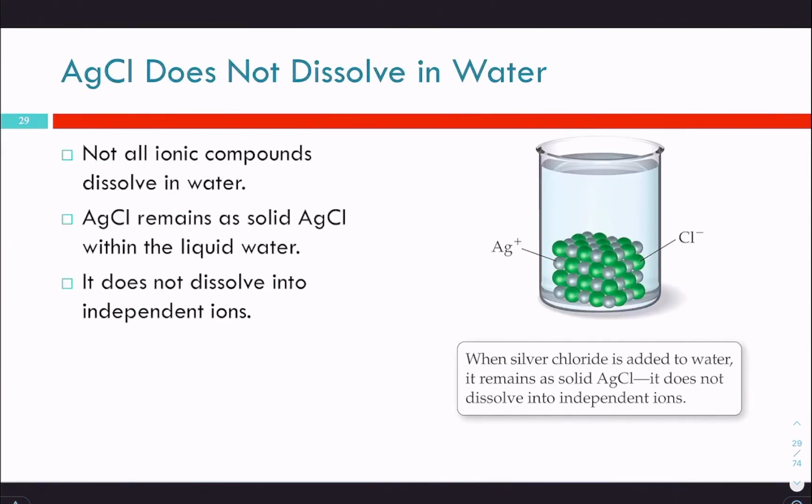But not all ionic compounds dissolve in water. This really has to do with how strongly the water can pull the ions apart. If the ions are stronger at holding each other together than the water is at pulling them apart, they don't dissolve. So silver chloride is not soluble in water. If you add it to water, you'll see it as a solid chunk at the bottom.